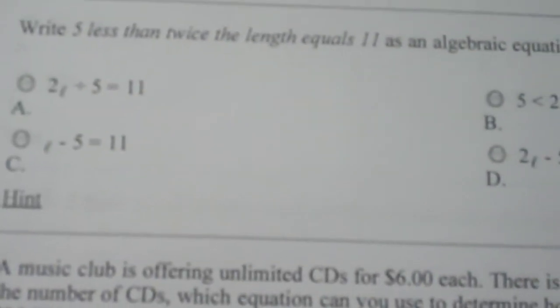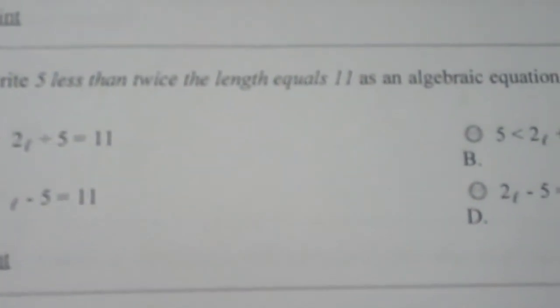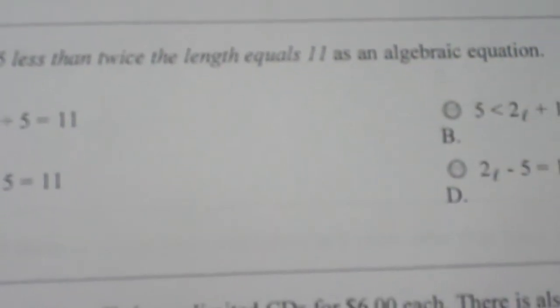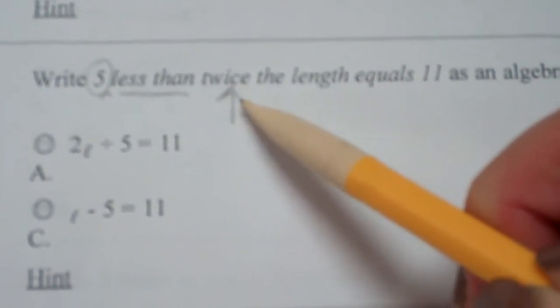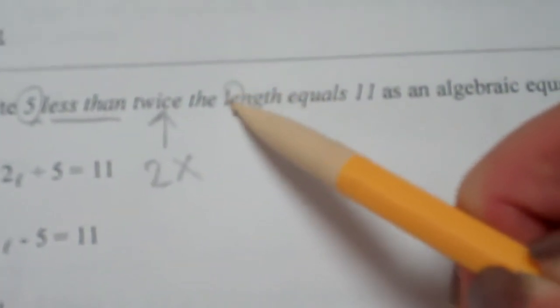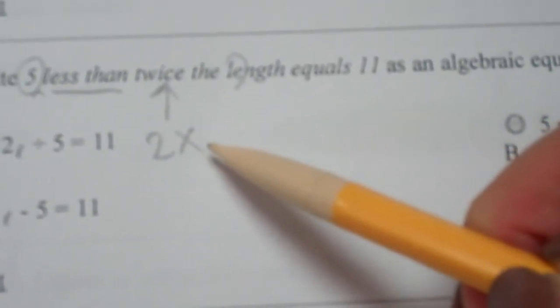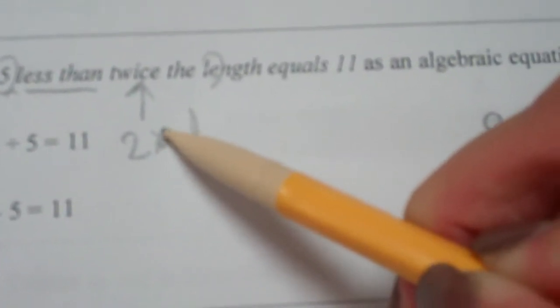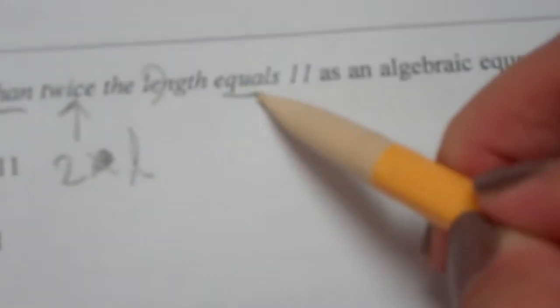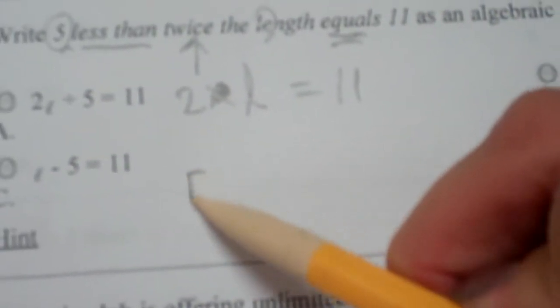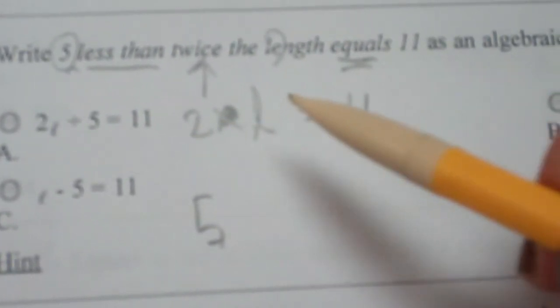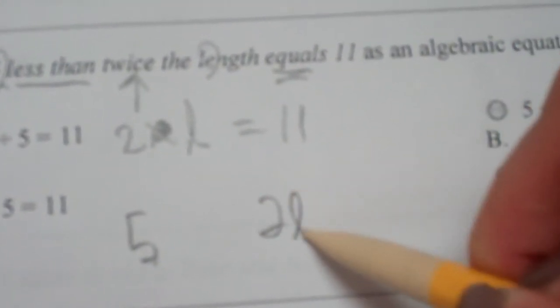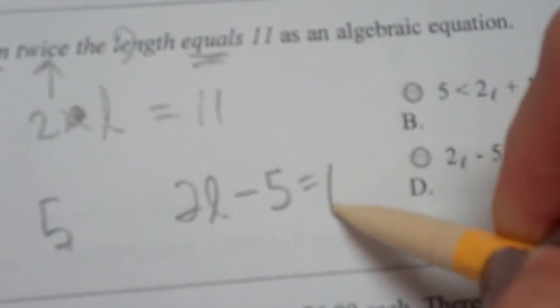Here's my answer choice right there, C. Here's turning words into math. It says write 5 less than twice the length equals 11 as an algebraic equation. So I want to look at 5 less than, twice means 2 times, right? And the length I don't know. So 2 times L, and I shouldn't have put an X there, I should have put a dot. 2 times L equals 11. So 5 less than, does that mean that 5 is going to go behind the 2L or in front of it? 2 times L minus 5 equals 11.